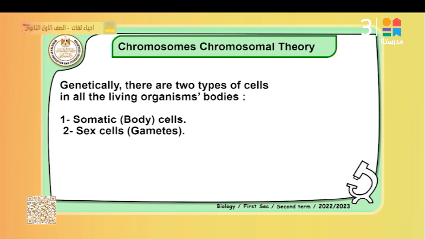Okay, that's right. Genetically, there are two types of cells in the bodies of all living organisms. Number 1, somatic body cells. Number 2, sex cells, gametes. That's right. Okay.